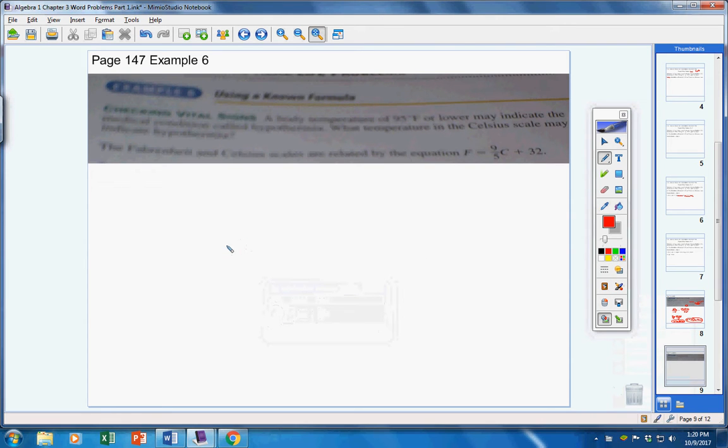The problem reads, a body temperature of 95 degrees or lower may indicate that the medical condition of the person is hypothermia. So, 95 degrees Fahrenheit might suggest hypothermia. Okay? So, what temperature in Celsius may indicate hypothermia?